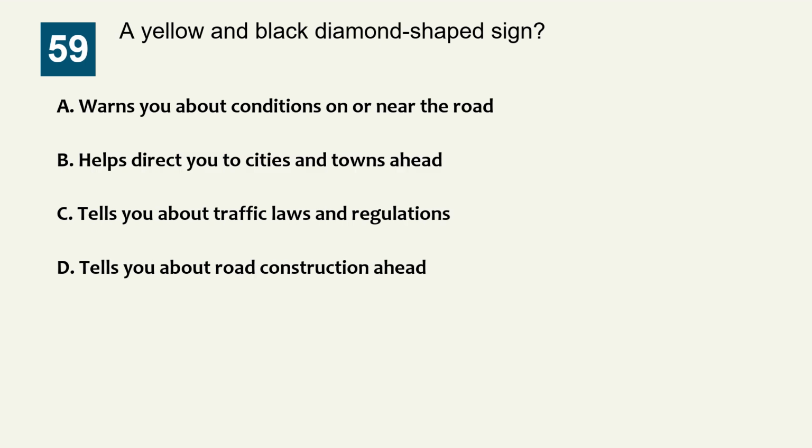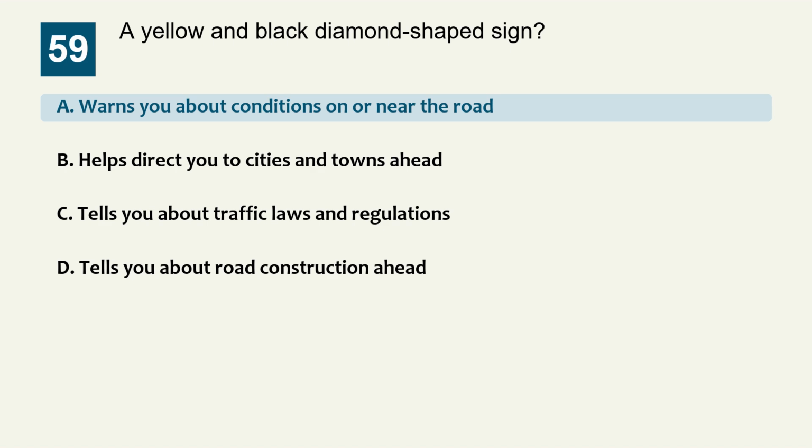Question 59. A yellow and black diamond-shaped sign. Option A, warns you about conditions on or near the road. Option B, helps direct you to cities and towns ahead. Option C, tells you about traffic laws and regulations. Option D, tells you about road construction ahead.